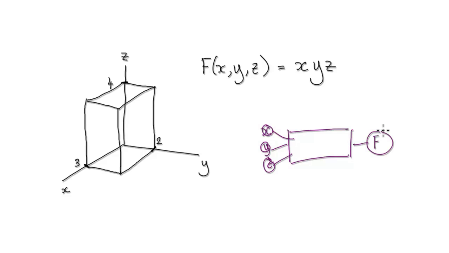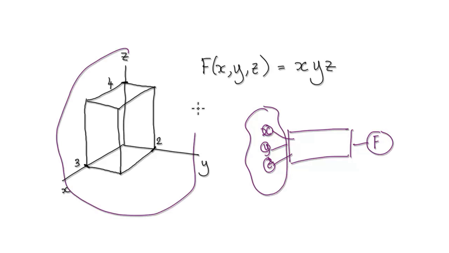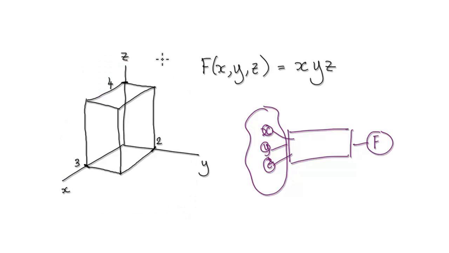capital F. So what that means is your 3D space represents your domain. For example, if you're at 1, 1, and 1, when you input 1, 1, and 1, it would be 1 times 1 times 1. That will be equal to 1.